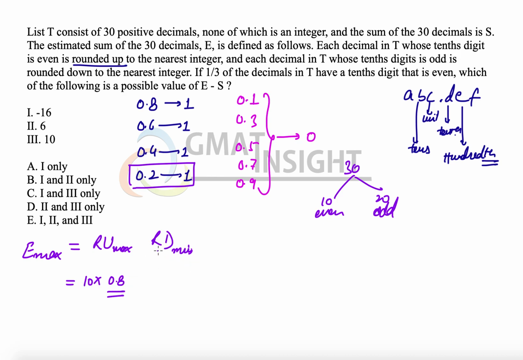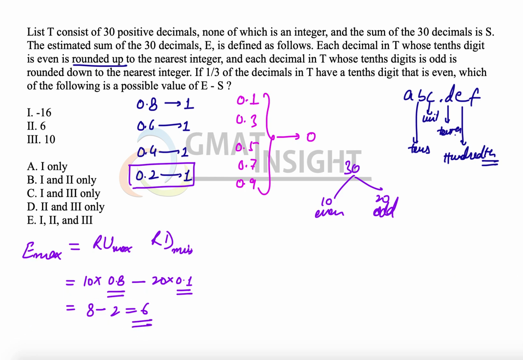Now round down means the loss of the number. So how much are we losing here rounding down? The minimum round down will be when the 10th digit is 1, because in that case we lose only 0.1 in each number. Since we have 20 odd numbers, the total amount lost is 20 multiplied by 0.1. The rounded down part is 0.1 when it's minimum. So this becomes 8 minus 2 is equal to 6. That means E max is equal to 6.